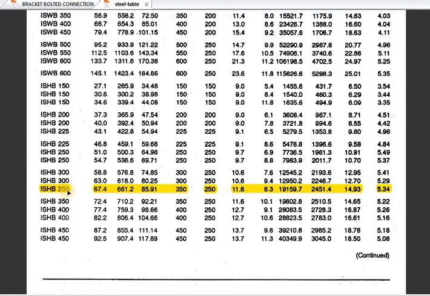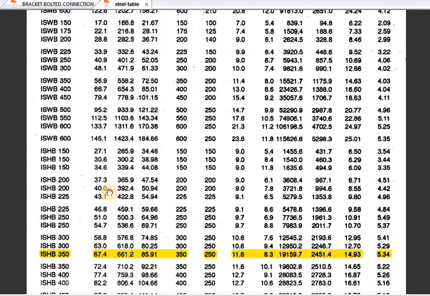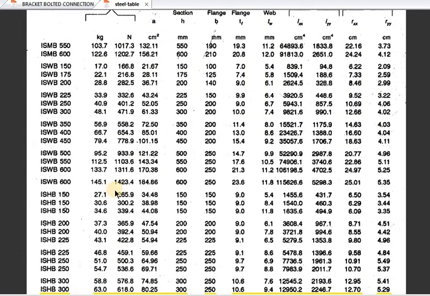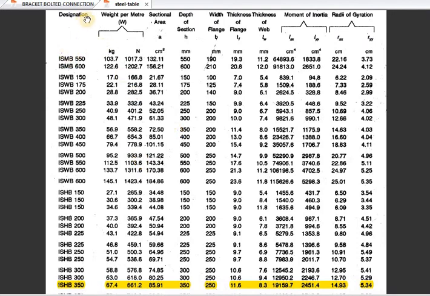Depending upon this ISHB 350 at 67.4, what other things are to be taken care of? All these things are mentioned in the topmost part of this table. We have to use all these. The weight per meter, in kg per meter, has been given, and this is in Newton. The sectional area is also given for this 350, it is 85.91. In some cases it is used. What is H in this 350? It is already mentioned in ISHB 350. This 350 itself indicates H, that is the depth of the section. Width of flange is also given, and thickness of flange is given.